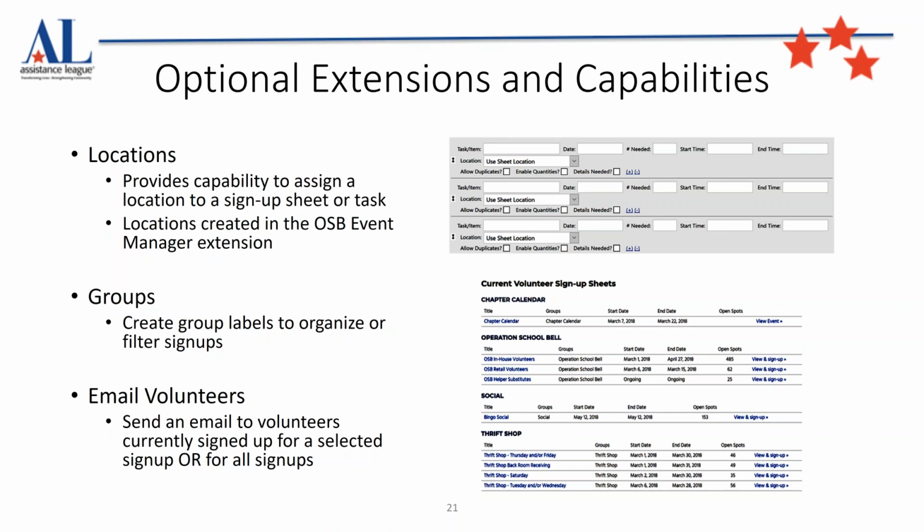There's also a groups extension. This gives you the ability to assign a group label that helps you organize or filter your sheets. Over here on the bottom right, I'm showing that current volunteer signups page where I've organized each of the signups by assigning a group to them. So I've got all the Operation School Bell ones under an Operation School Bell group, all the Thrift Shop under a Thrift Shop group. We already talked some about the email volunteers. You have the option to send an email to volunteers currently signed up for a selected sign up, so just those already signed up for that sign up, or to everybody signed up for any sign up.